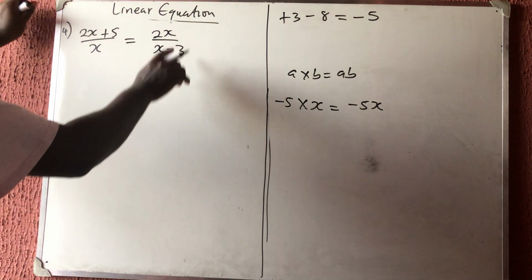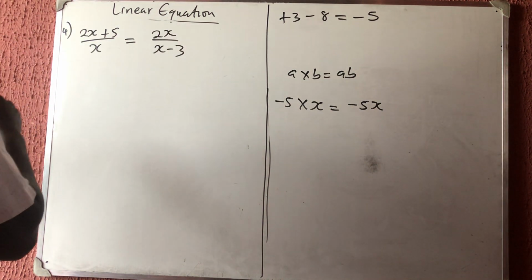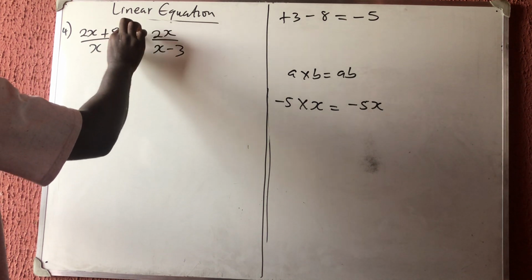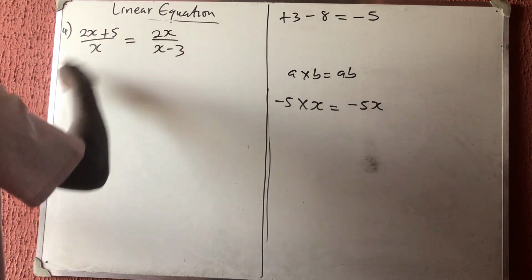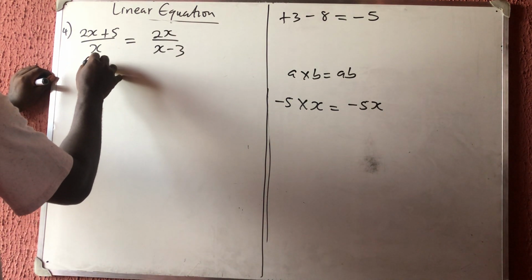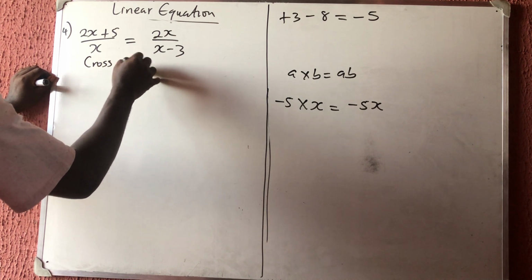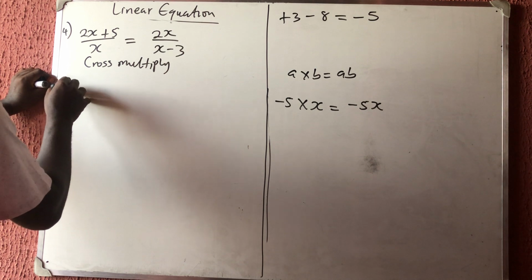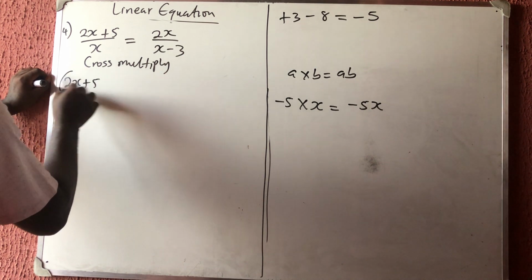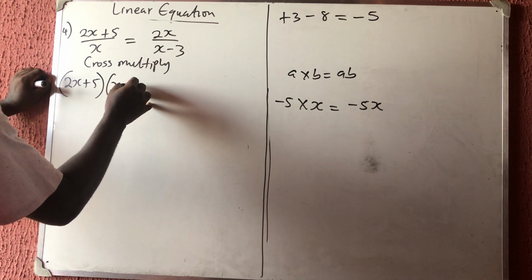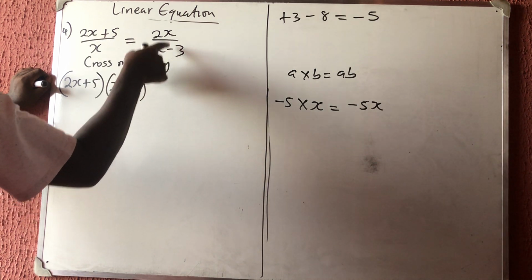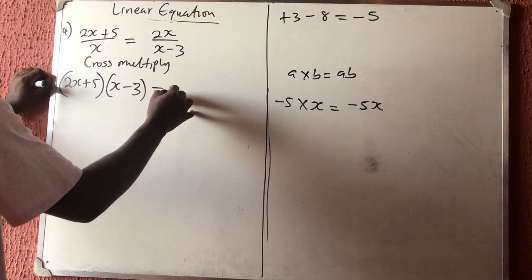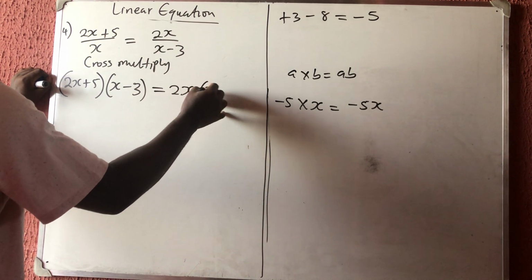To cross multiply will be easier because whenever two fractions are being separated by just an equality sign, you can easily cross multiply. So if I cross multiply, I'm going to have that 2x plus 5 is multiplying x minus 3. This one moves this way and this one moves this way. So it's equal to what? 2x is being multiplied by x.